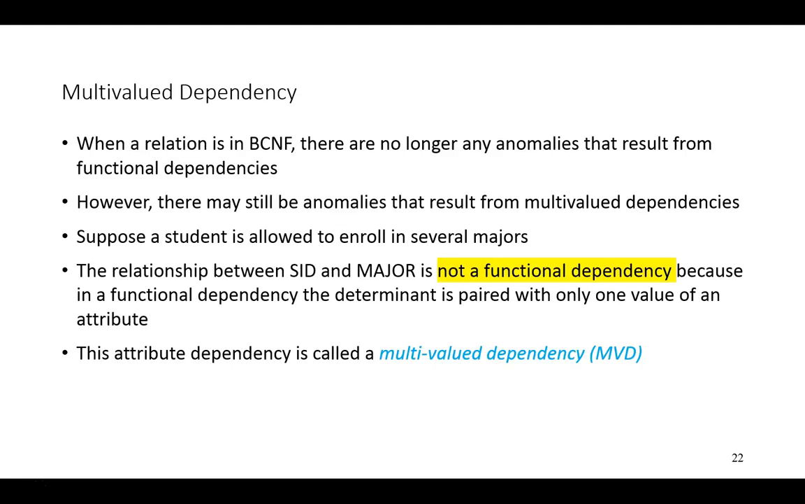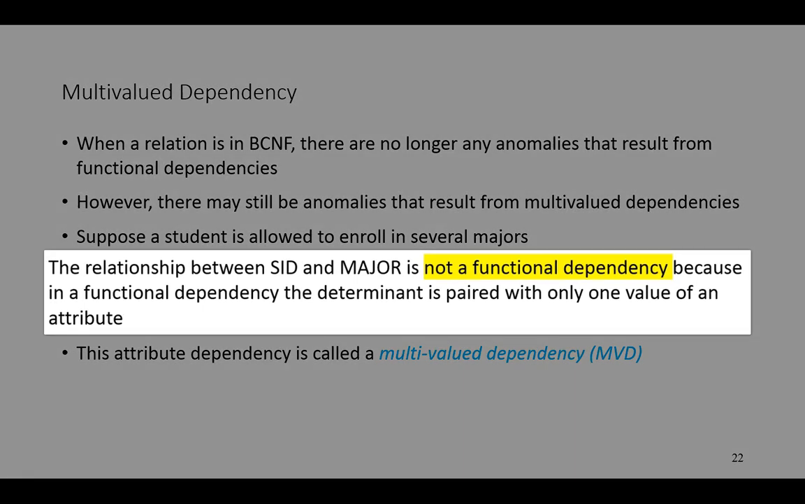Finally, we reach the notion of what's called a multivalued dependency. When a relation is in Boyce-Codd normal form, there are no longer any anomalies that could result from functional dependencies. However, it is still possible that anomalies could result from something called a multivalued dependency. Consider a situation where a student is allowed to enroll in several majors. Student would be identified by SID, the majors identified by major.